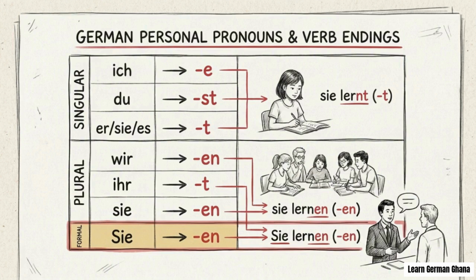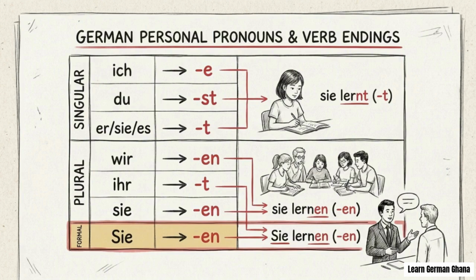As you look at this grid, you will notice a potential trap. The exact same word, sie, appears 3 different times. The way you distinguish them is by looking at the verb. If sie means she, the verb takes a t ending, as in sie lernt. But if sie means they, referring to a group of people, the verb takes an en ending, becoming sie lernen.